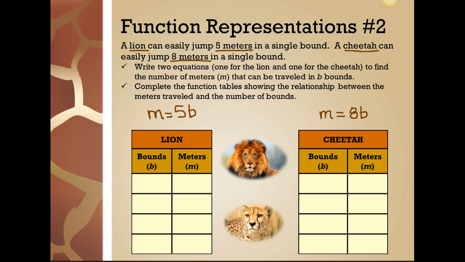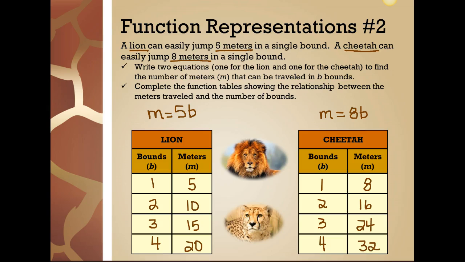We need to put the number of bounds into the tables, then calculate the number of meters traveled. I'm going to use the same number of bounds for both tables so we can easily compare. I'm going to keep it simple and just use 1, 2, 3, 4 in both tables. To complete the lion's table, we'll multiply each input by 5. We will get outputs of 5, 10, 15, and 20 meters. In the cheetah's table, we will multiply each input by 8. This will give us 8, 16, 24, and 32 meters.